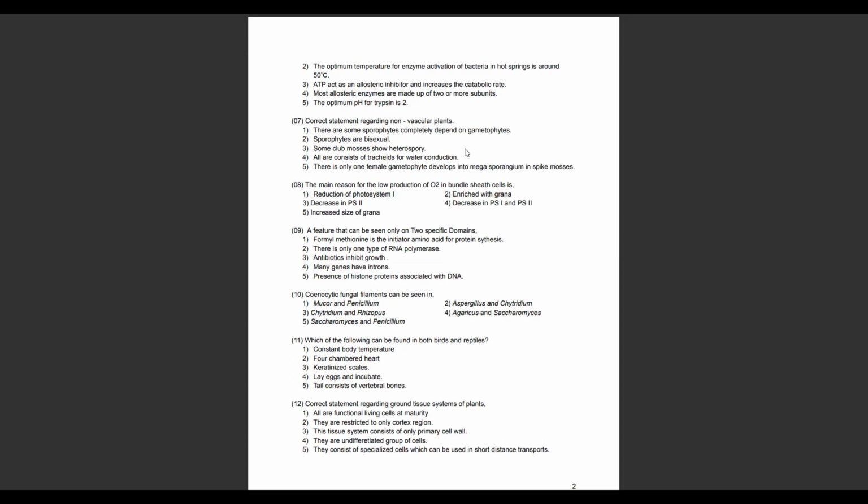Then the optimum pH for trypsin is 2. No, for trypsin, the optimum pH is 8. So for the sixth question, the answer should be the fourth answer. Most allosteric enzymes are made up of 2 or more subunits.